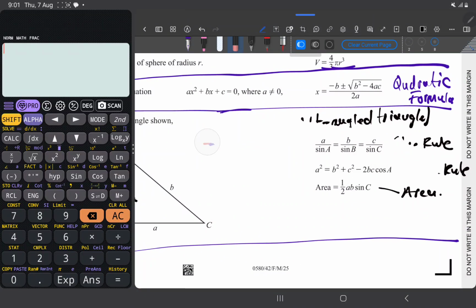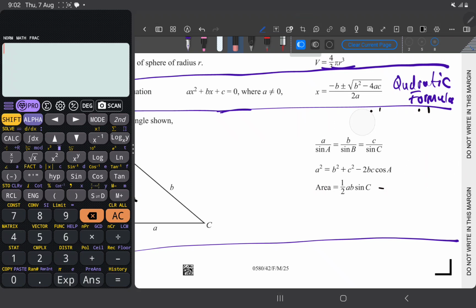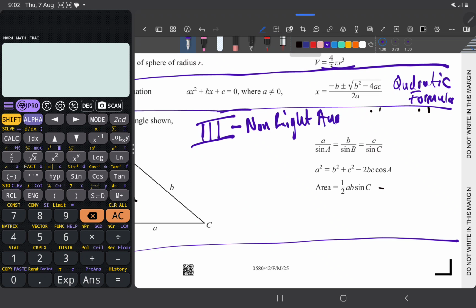Here, let me put it. This is section 3. I had written it, I'm going to write it again. These are formulas from the section which we are doing, the section of non-right-angled triangles. Are you hearing me? This is the section for that. These are the things we use.